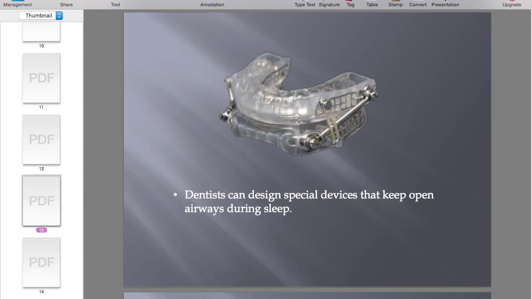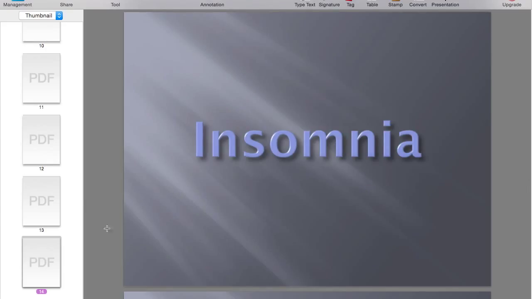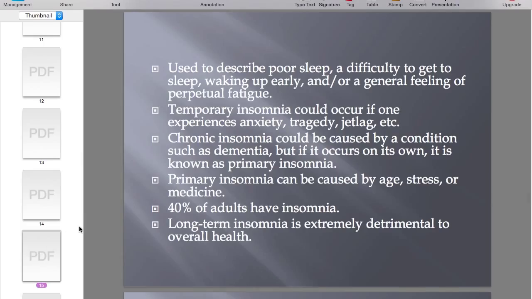And also you can have your dentist design a special device designed to keep the airway open during the night. Those are common among sleep apnea patients. Insomnia is the next sleep disorder. Insomnia is a general term. It can have a lot of symptoms: poor sleep, difficulty getting to sleep, waking up too early, or generally feeling tired all the time.